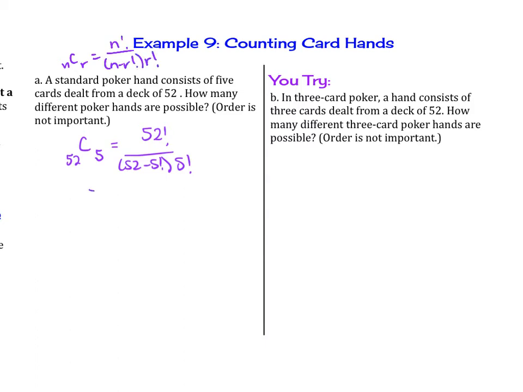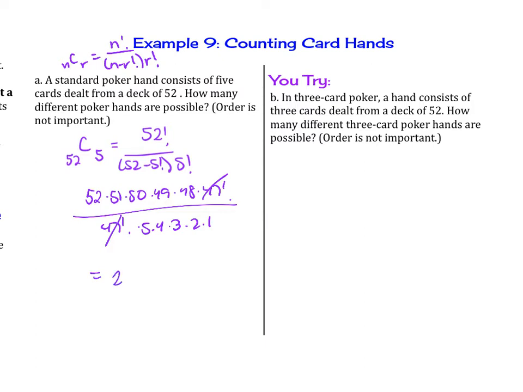Then 52 minus 5 is 47. So 52 times 51 times 50 times 49 times 48 times 47 factorial over 47 factorial times 5 times 4 times 3 times 2 times 1. You multiply this all together, and when you do that with your calculator, you will find you have 2,598,960 5-card poker hands that are possible.